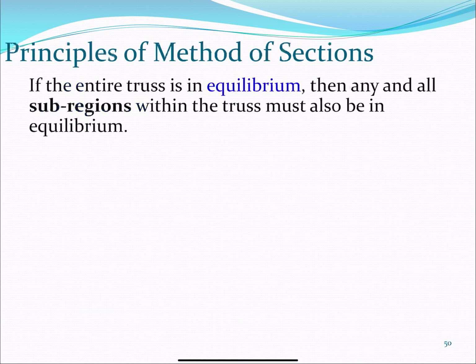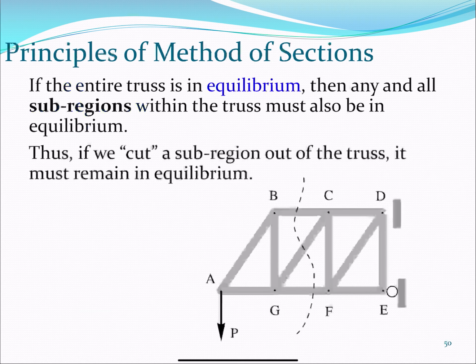Now, the principle, or why does the method of sections work, is that if the entire truss is in equilibrium, right, then any and all subregions, you can read that as parts of the truss, if we break it into pieces, every piece will be in equilibrium, right? Every subregion or every piece of the truss. So if we cut a subregion out of the truss, let's take a look at this truss. If we break a piece, that piece has to be in equilibrium, right? So if we make a cut here, the 2 pieces must remain in equilibrium.